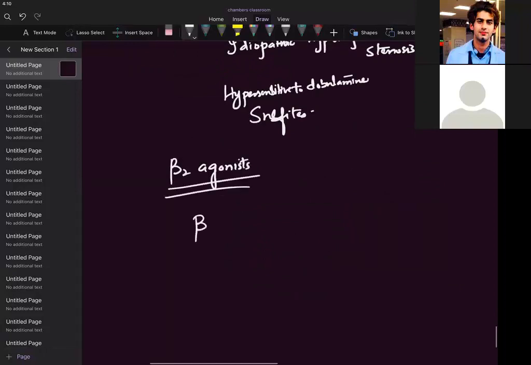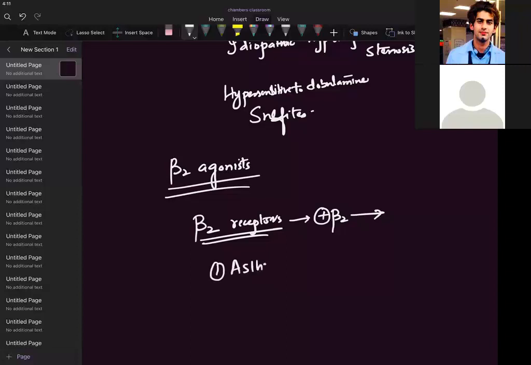Next we go to beta 2 agonists. That means they will go to the beta 2 receptors and stimulate them, so beta 2 action will be there. Beta 2 action is very vast. Beta 2 adrenergic agonists we use for, number one, asthma, COPD, and as tocolytics. What is tocolytic? Uterine relaxation. Tocolytics. Okay.